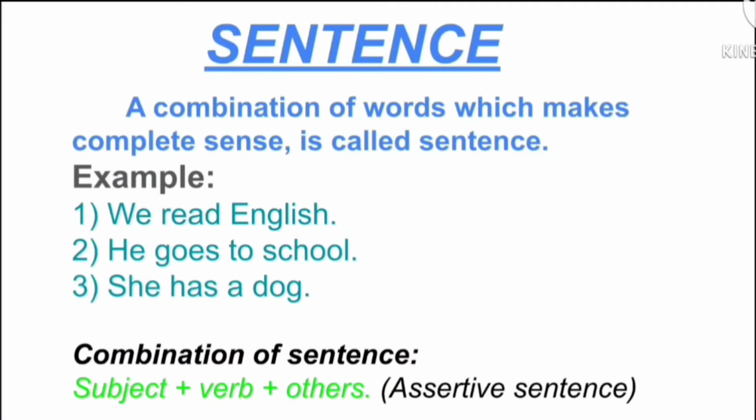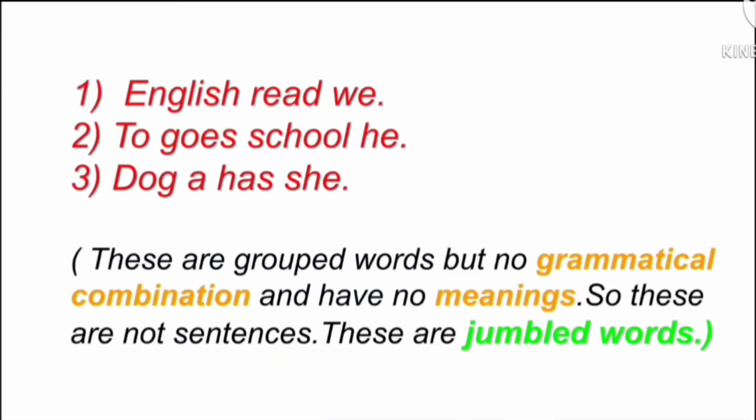Here in the definition I have used the word combination. Look, in every assertive sentence there is a combination of subject, verb and others. Others means maybe object, maybe complement, maybe object and complement both. Here: English read we, go to goes school he, dog a has she. These are grouped words, but these have no meanings and no grammatical combination. So these are not sentences. These are called jumbled words.